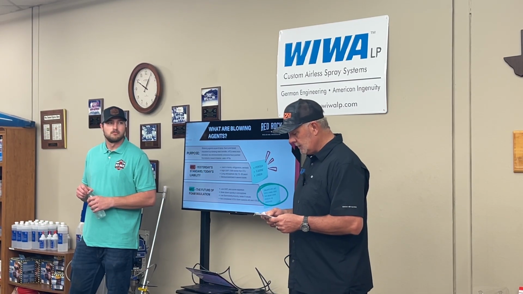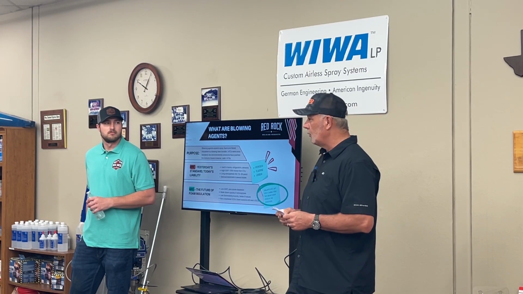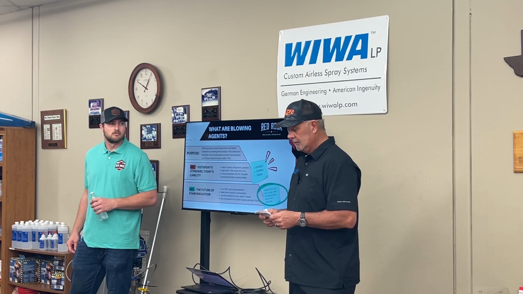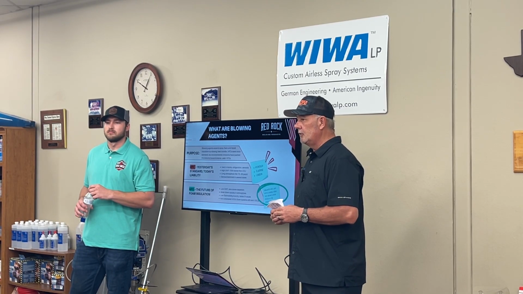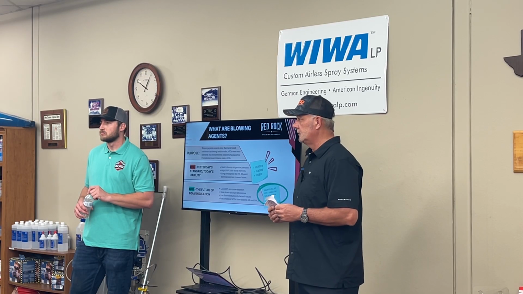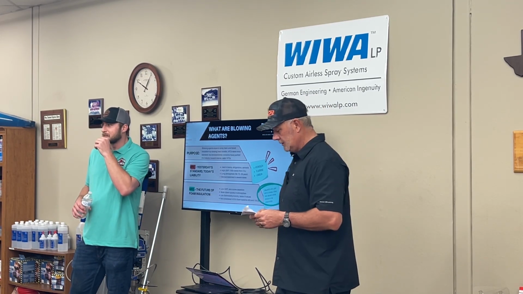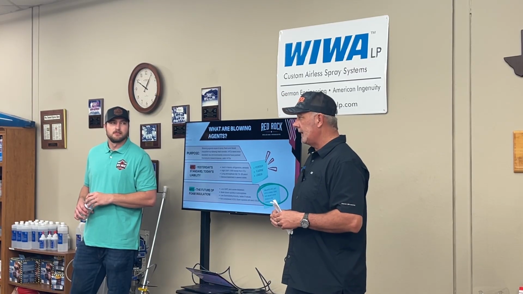Then we transitioned into other CFCs, called 141B, that also made a great foam, super low cost, easy to work with, but it had a GWP number of 4,000. Who knows what GWP is? All right, there we go. There's one there. GWP is the global warming potential of a gas or a product.